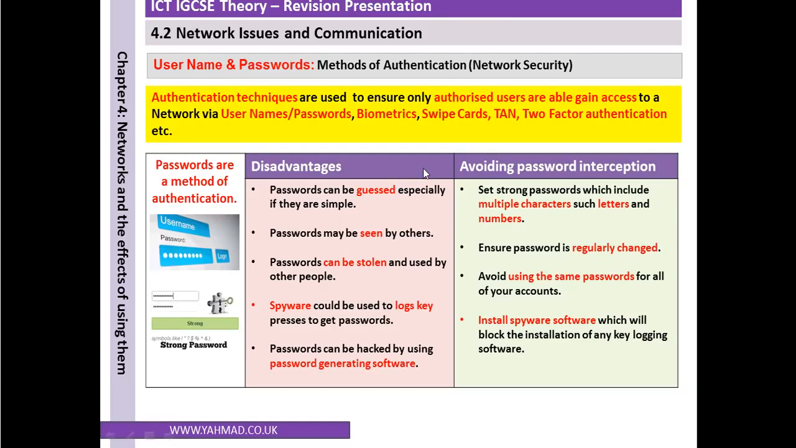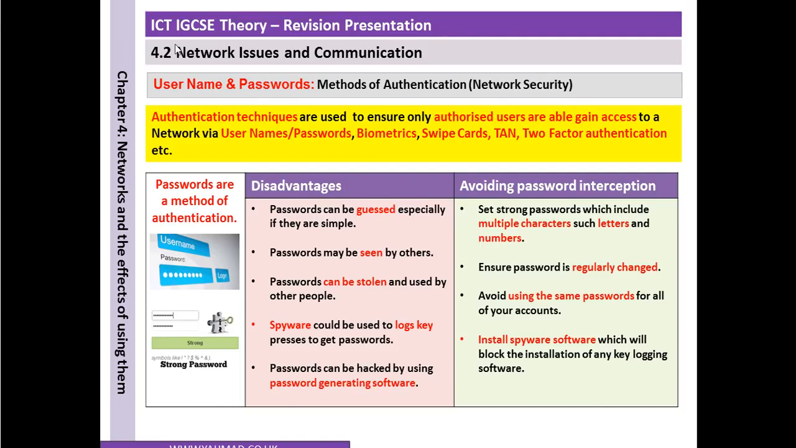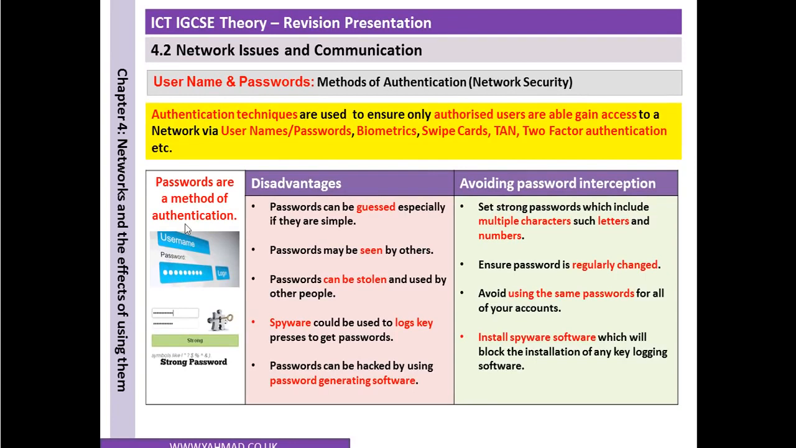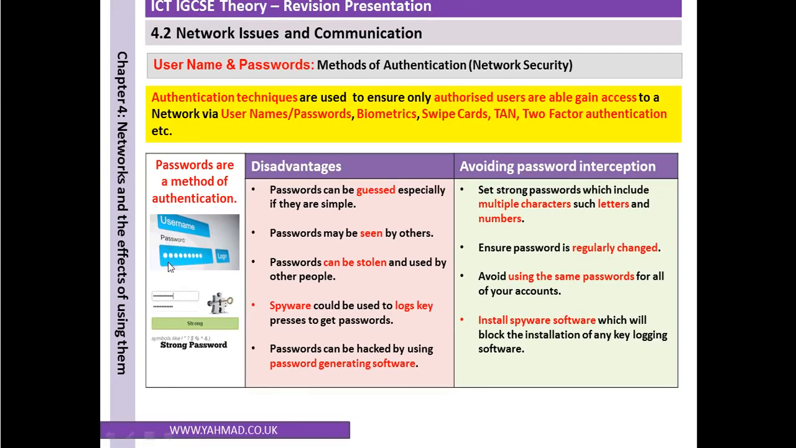Okay, so now we're looking at methods of authentication, so network security. Authentication techniques are used to ensure only authorized users are able to gain access to a network via username, password, biometrics, swipe cards, TAN, which is transaction authentication number, and two-factor authentication. So let's first of all look at passwords as a method of authentication. With any account, typically you're required to enter a username and a password.